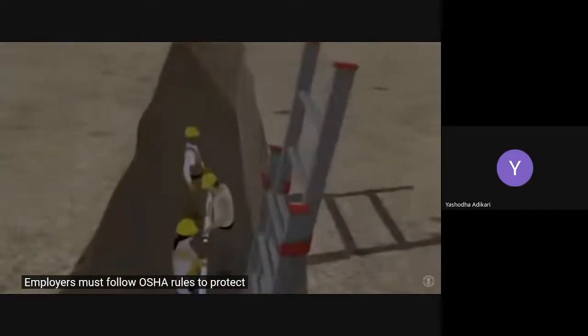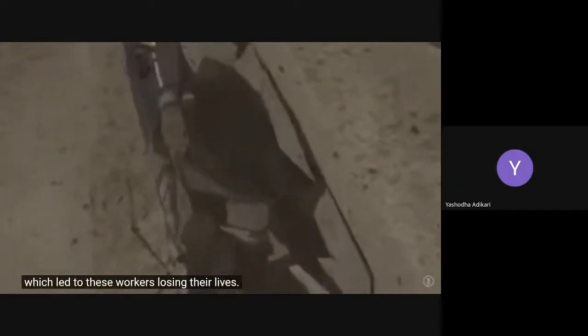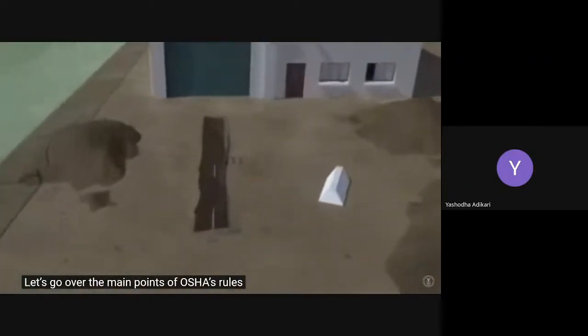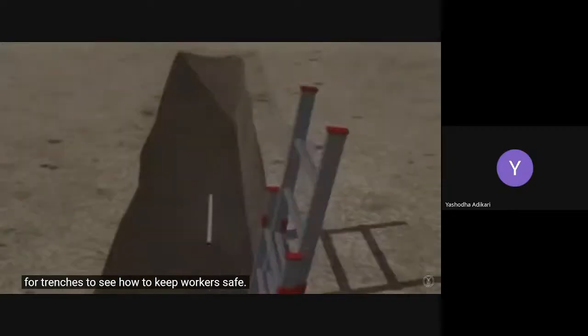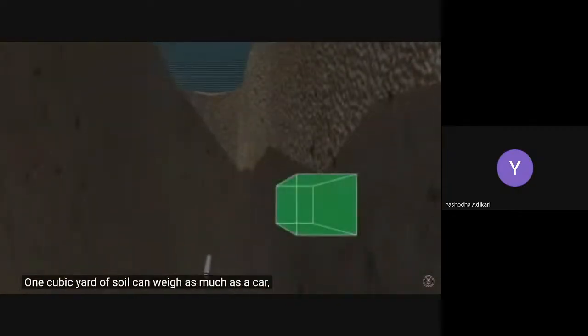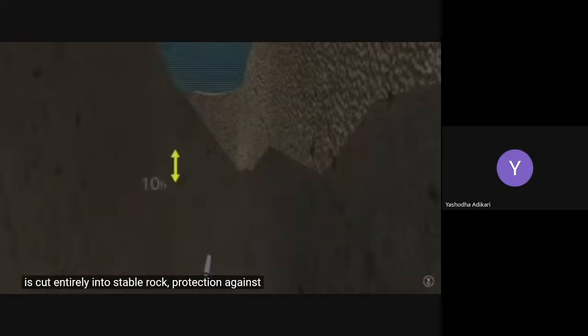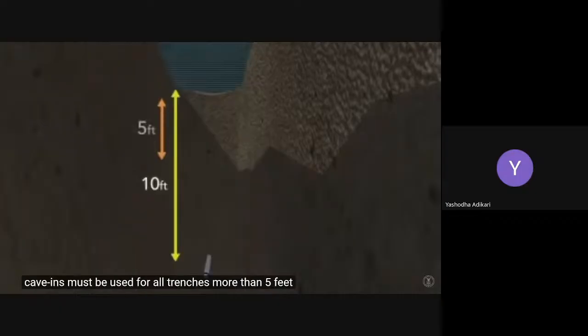Employers must follow OSHA rules to protect workers in trenches. However, here, the employer did not follow OSHA's rules, which led to these workers losing their lives. Let's go over the main points of OSHA's rules for trenches to see how to keep workers safe. All trenches must follow OSHA's rules. 1 cubic yard of soil can weigh as much as a car, nearly 3,000 pounds. So unless the trench is cut entirely into stable rock, protection against cave-ins must be used for all trenches more than 5 feet deep, or for any trench that shows signs of cave-in.